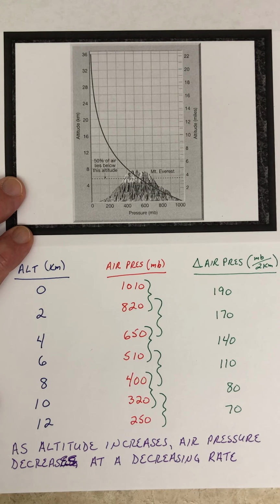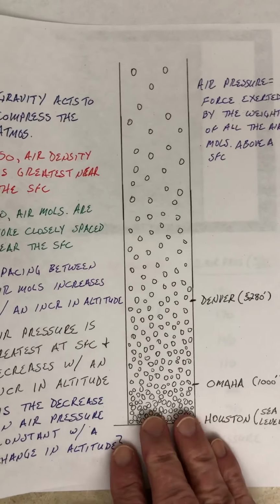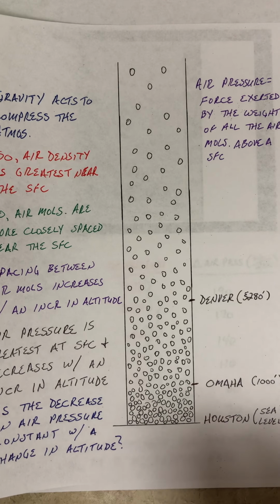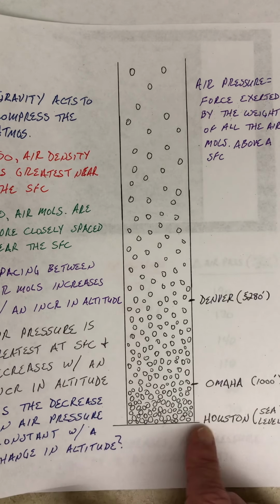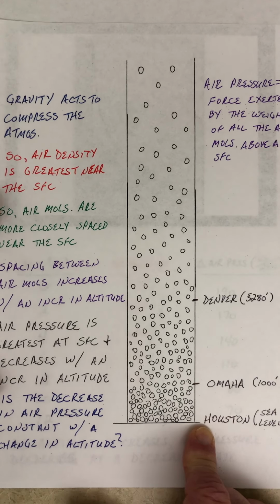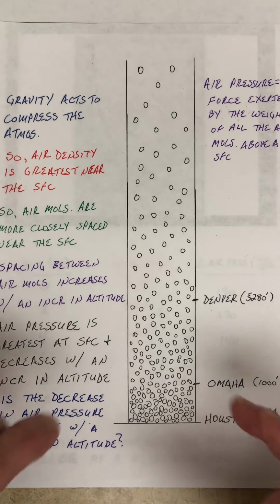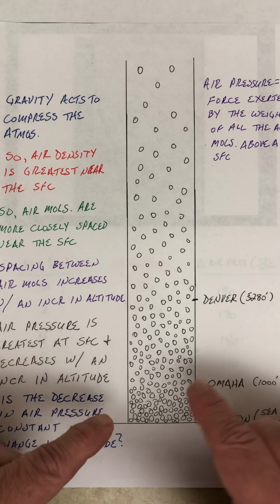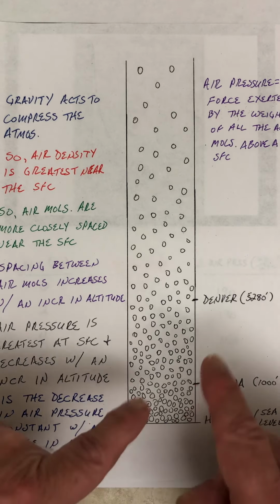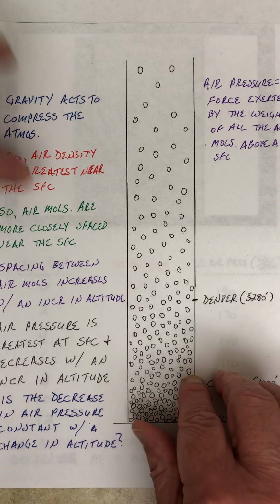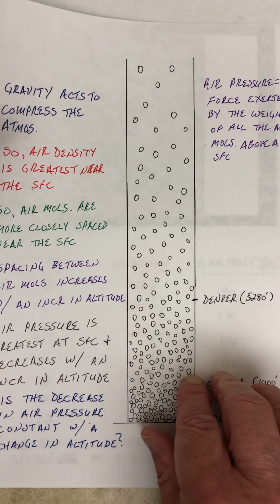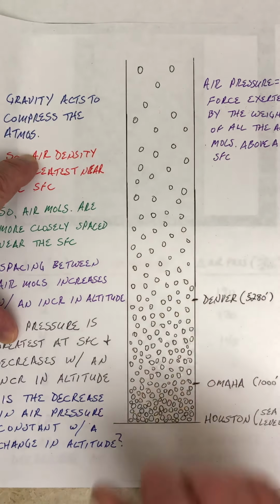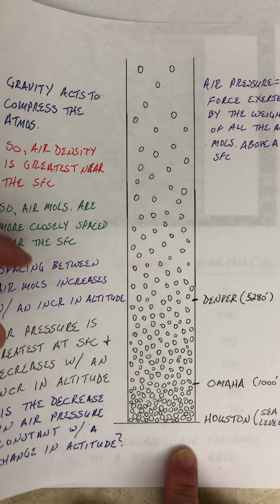Actually, there is one more thing that you need to understand here, and it relates back to this figure, our column of air. Again, because gravity acts to compress the atmosphere, your greatest density of air molecules is near the surface. The air molecules are most closely spaced near the surface, and as you go up into the atmosphere, the spacing of the air molecules increases. So there are fewer air molecules the higher you go up into the atmosphere.